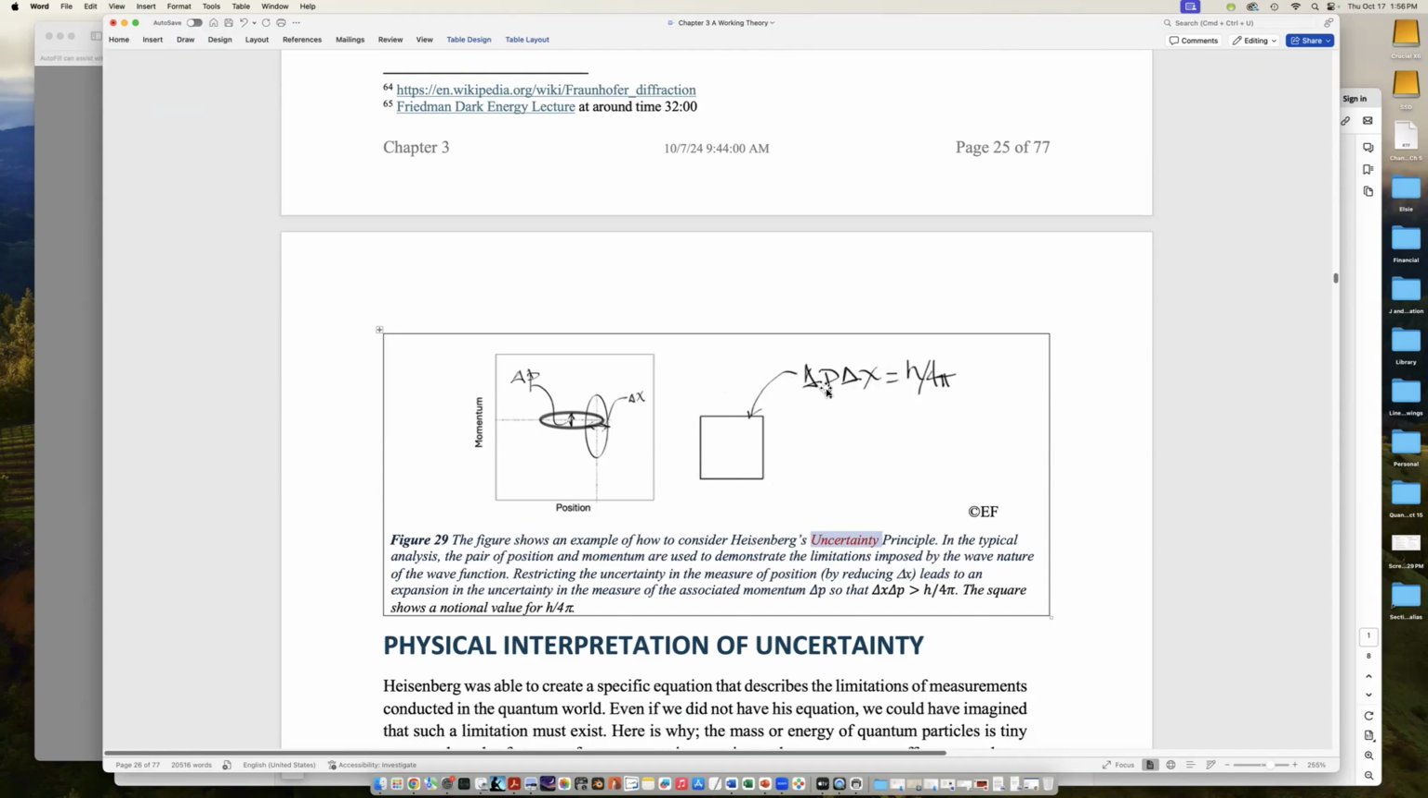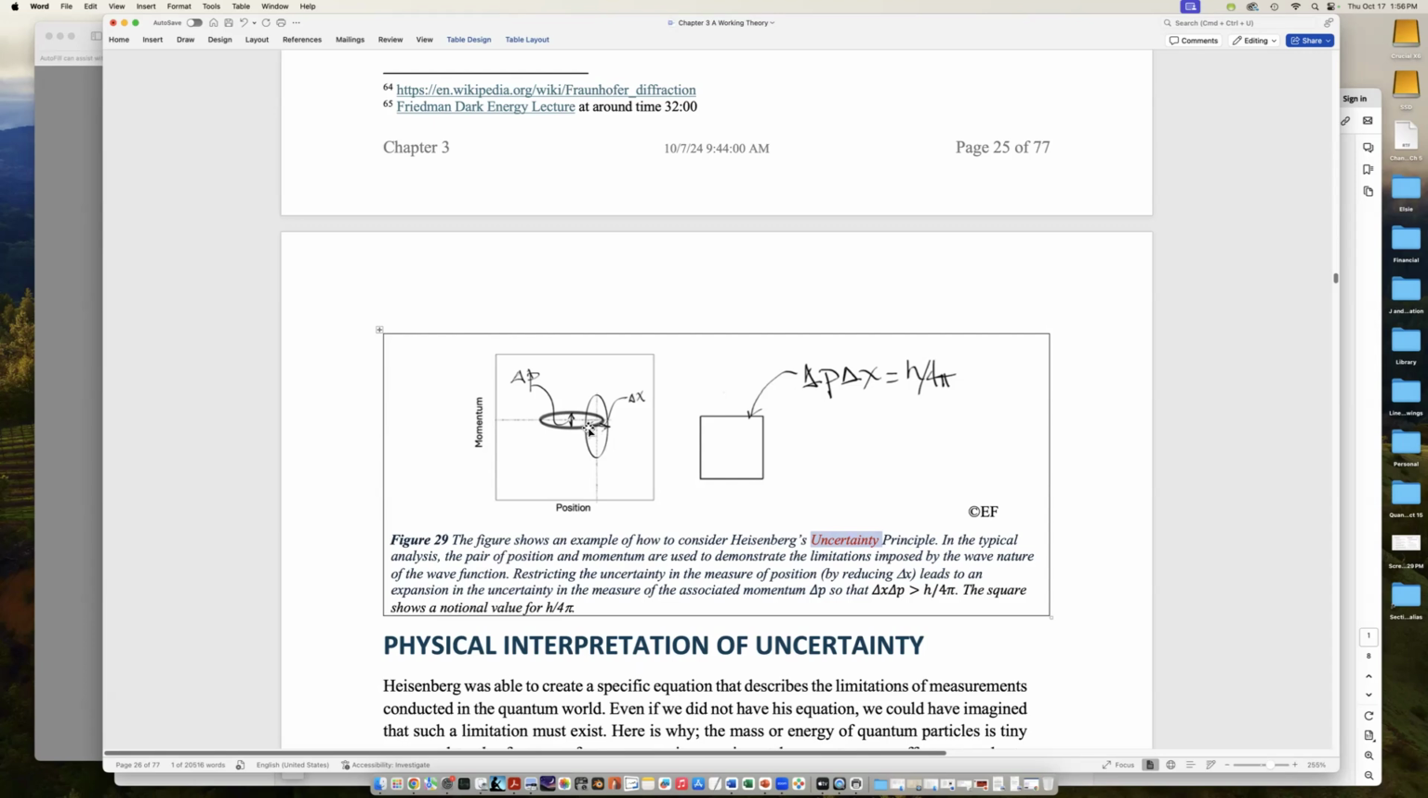This product of uncertainties has to be larger than Planck's constant divided by 4 pi. And you see it here. Here's the position measurement we would like to make. And we make that measurement. We say the best measurement we can make is that value. But we have some uncertainty. Like any other measurement, there are error bars.